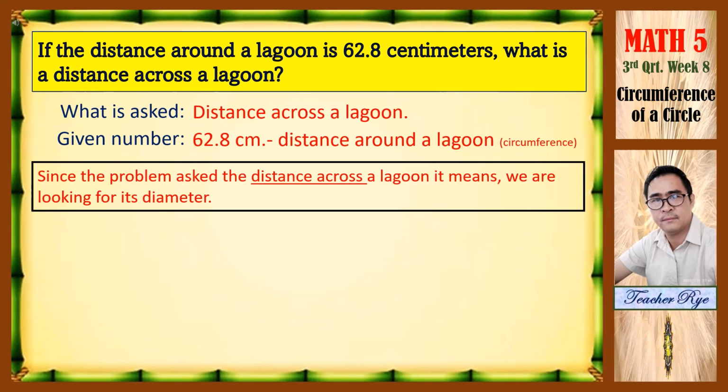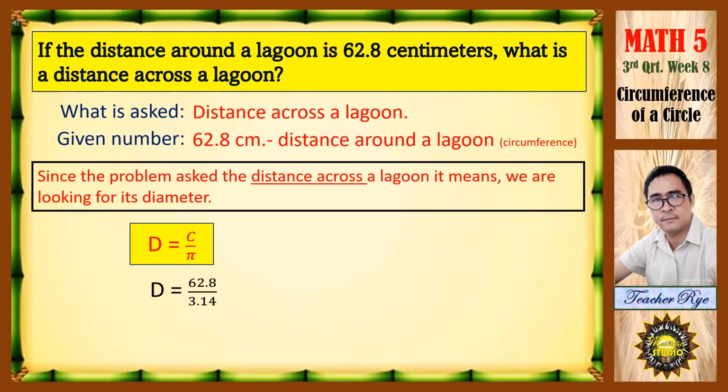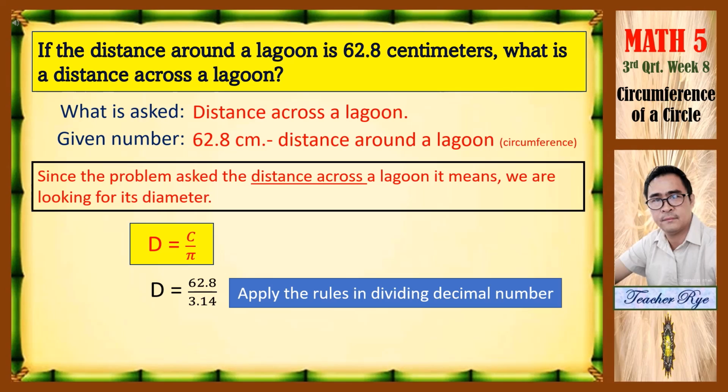Ngayon, para makuha natin ang diameter nito, i-apply natin yung formula na ito, kasi given na ang kaniyang circumference. Okay? So, diameter is equal to circumference over pi. So, 62.8 divided by 3.14. Yung 3.14, yun yung value ng pi, and then, yung circumference niya is 62.8. So, sa puntong ito, alalahanin natin or i-recall natin or i-apply natin the rules in dividing decimal number. So, pag dinivide natin yan, ang sagot doon ay 20. So, ang diameter ng ating lagoon is 20. Okay?